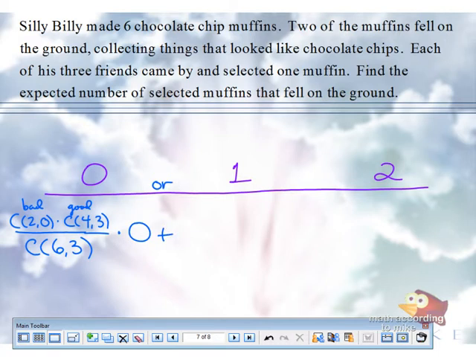Now we want exactly 1 bad muffin. Out of the 2 bad muffins, we want 1, and out of the 4 good muffins, we want 2, over, out of the 6 muffins, we're picking 3. We're not going to multiply this by 0. What are we multiplying this one by? By 1.